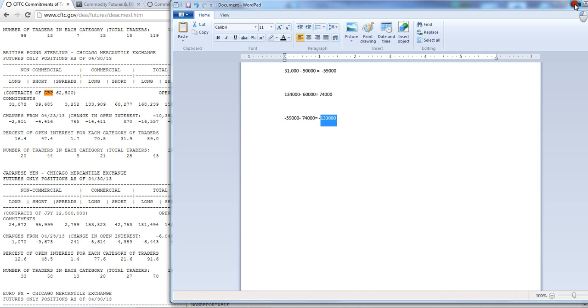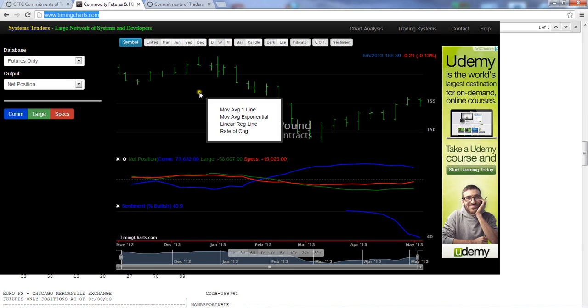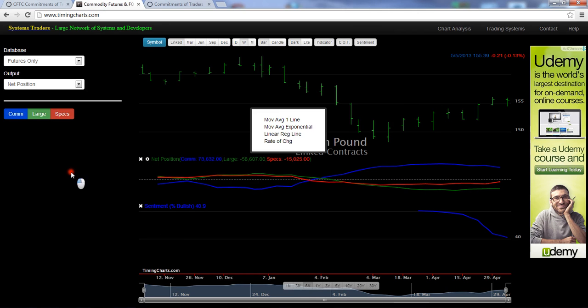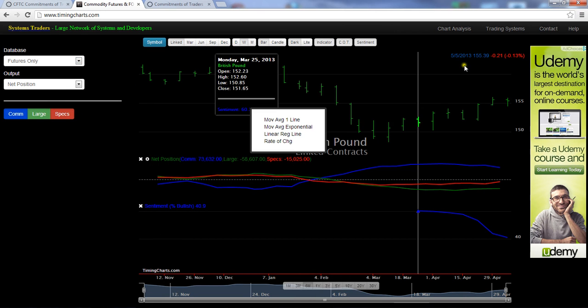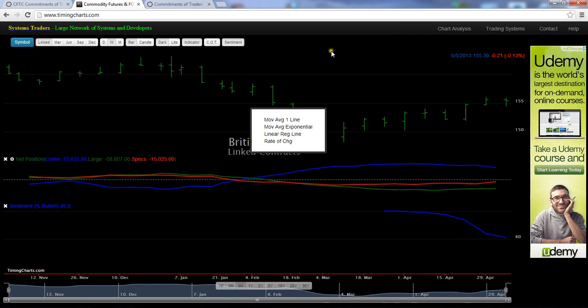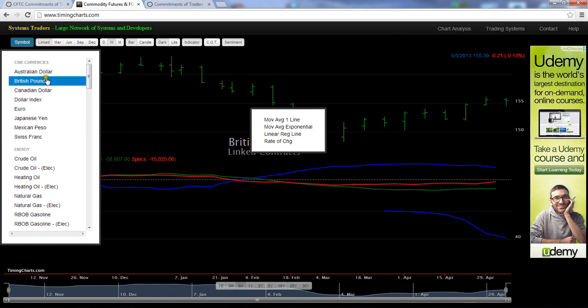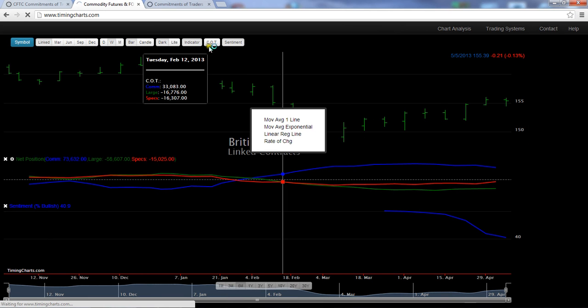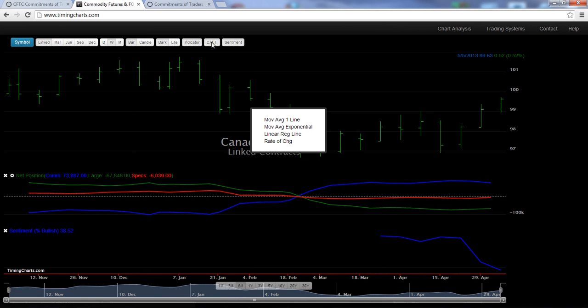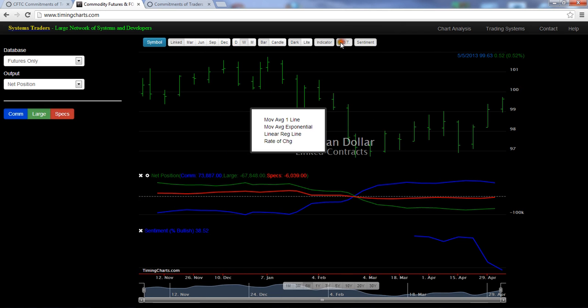There's an easier way, if you don't want to do it by yourself. Now, this is timingcharts.com. Right now I have the British pound up, right? And what you do is you put the COT numbers on there and choose your symbol, and you can go to Canadian dollar too, right? And this is for futures. Put the COT on there.